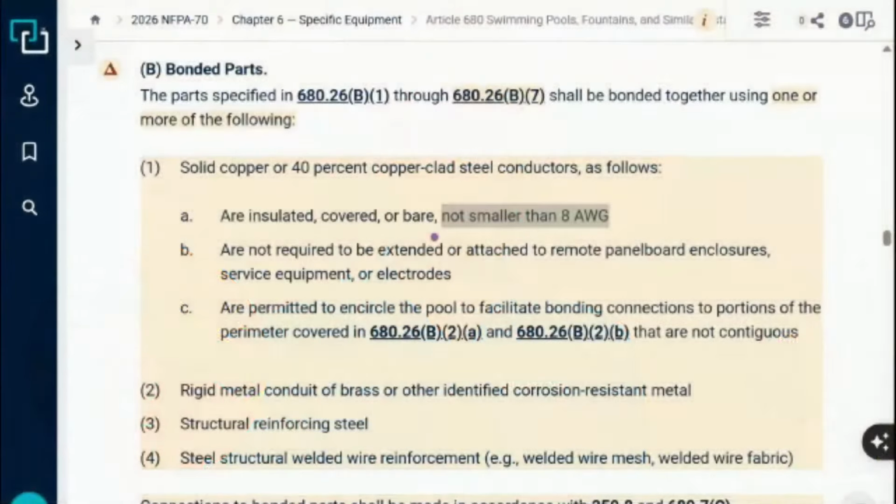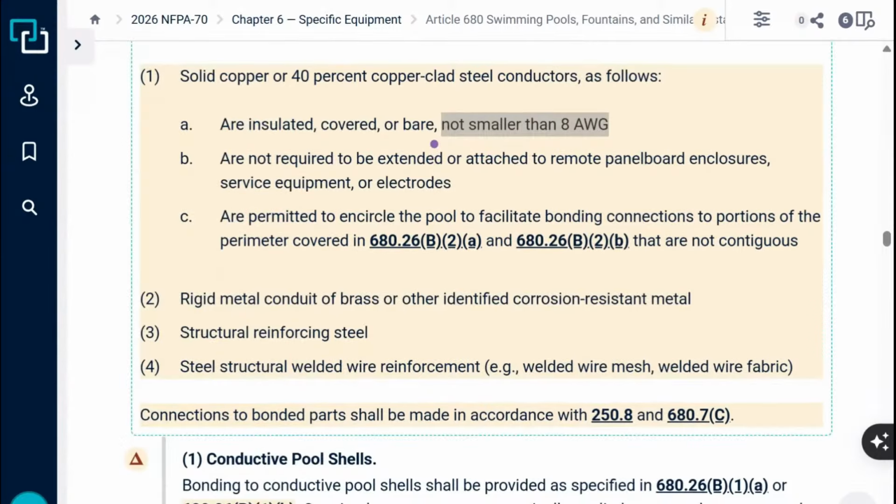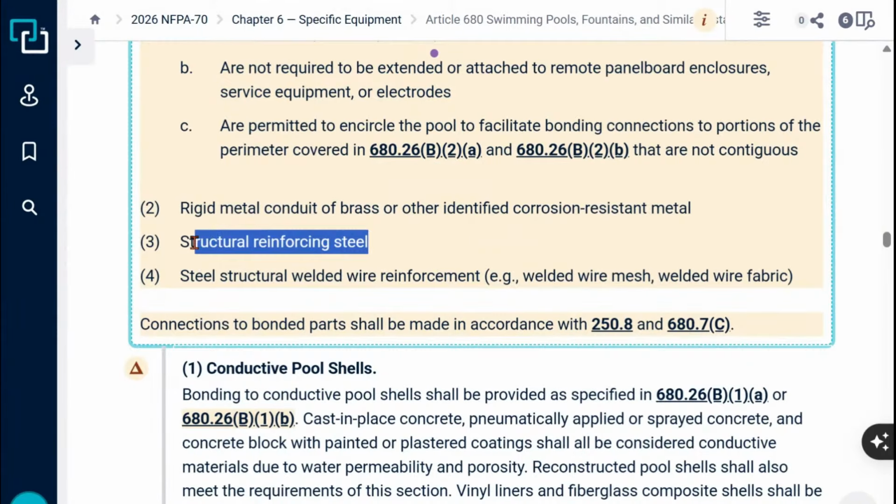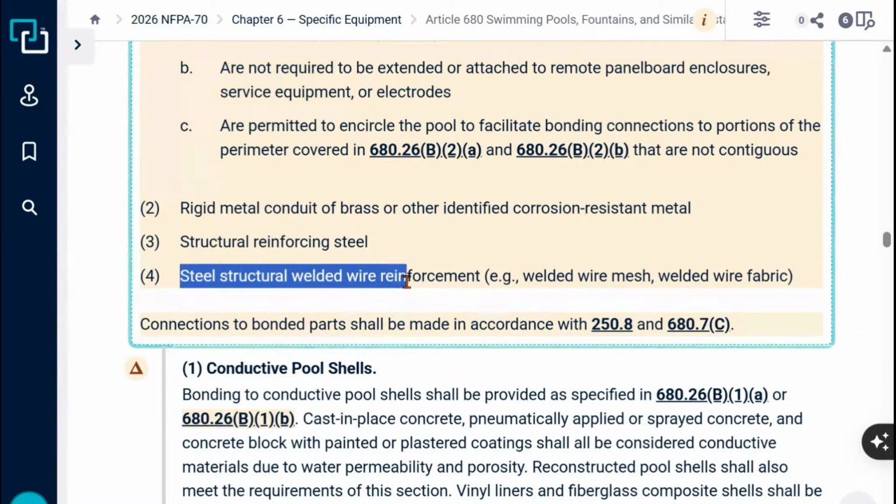Now it goes on to give other ways to do it. It doesn't have to be solid copper. It could be done with rigid metal conduit of brass or other identified corrosion resistant material. It could be structural reinforcing steel. I think that's more like the rebar, right? Mhm. And then you've got structural welded wire reinforcement. That's like the wire mesh. As we'll see, it has its own ASTM standards, but I think it's more or less just like the welded wire that we're familiar with putting in a structure for structural integrity, to keep the decking from cracking and things like that, right?